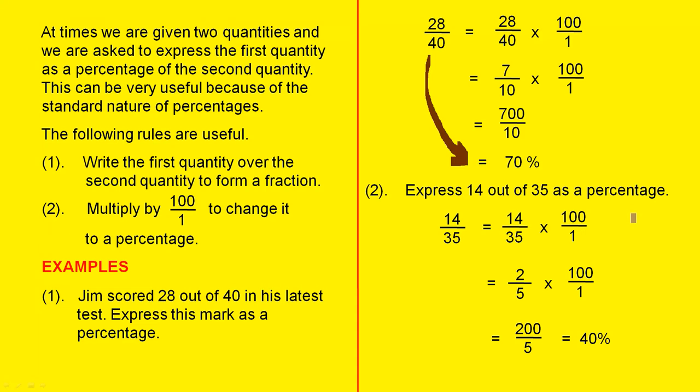Express 14 out of 35 as a percentage. So 14 over 35 will be 14 over 35 by 100 over 1. Divide top and bottom by 7. 7 into 14 goes twice. 7 into 35 goes 5. So it's 2 over 5 times 100 over 1. 2 times 100 is 200 and 5 ones are 5. 200 divided by 5 is 40%. So 14 out of 35 is 40%.